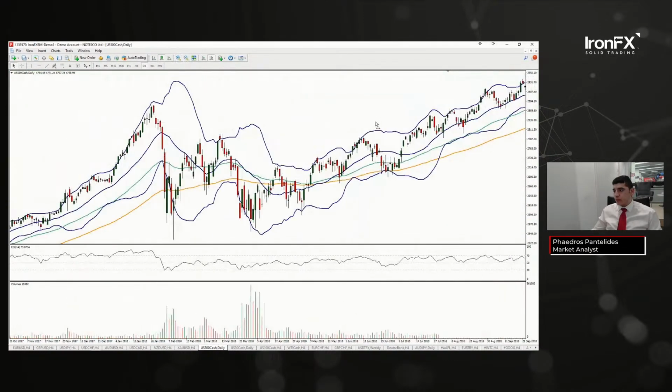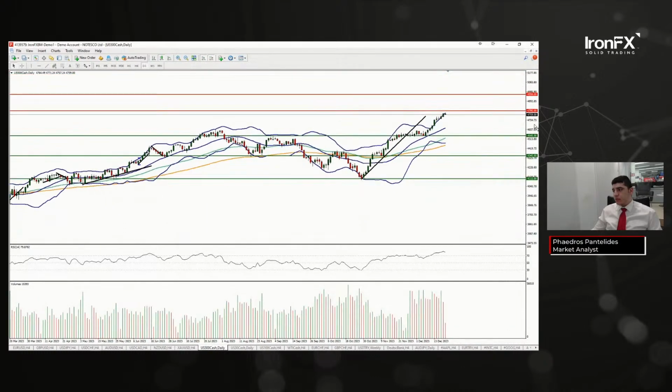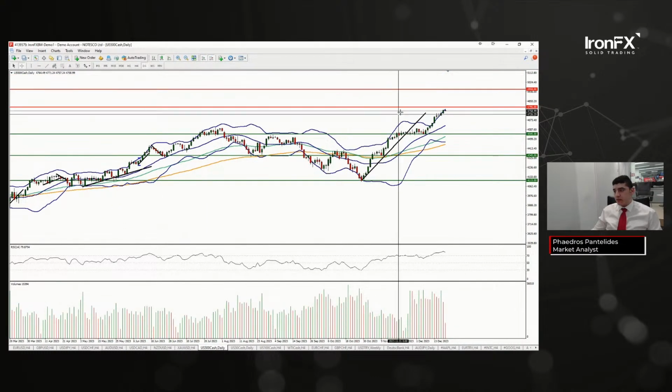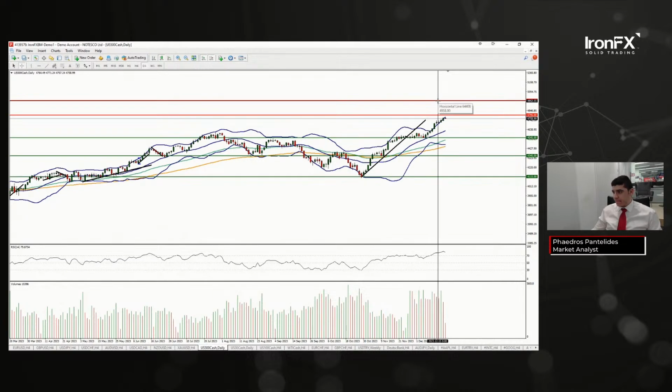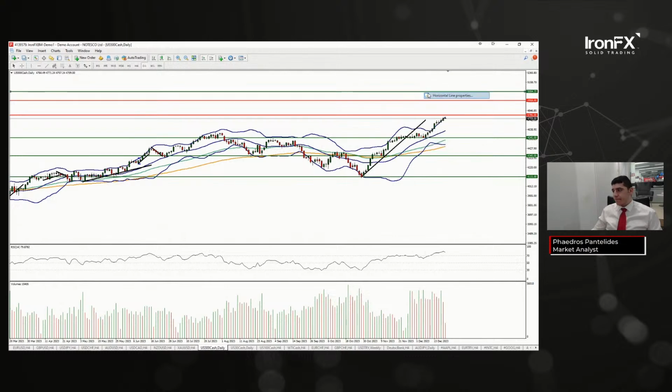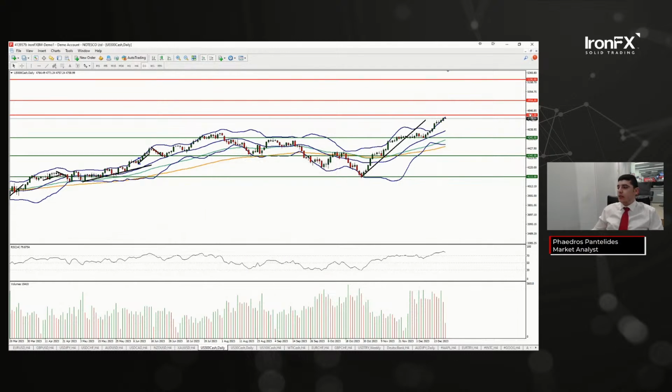Yes, so we could extrapolate the distance between support S1 and S2 and then reflect it between R2, or we could simply take S2 and S3. So we could say 5,190 could be our R3. Now these are estimations. We don't have any historical data. As such, it remains to be seen.